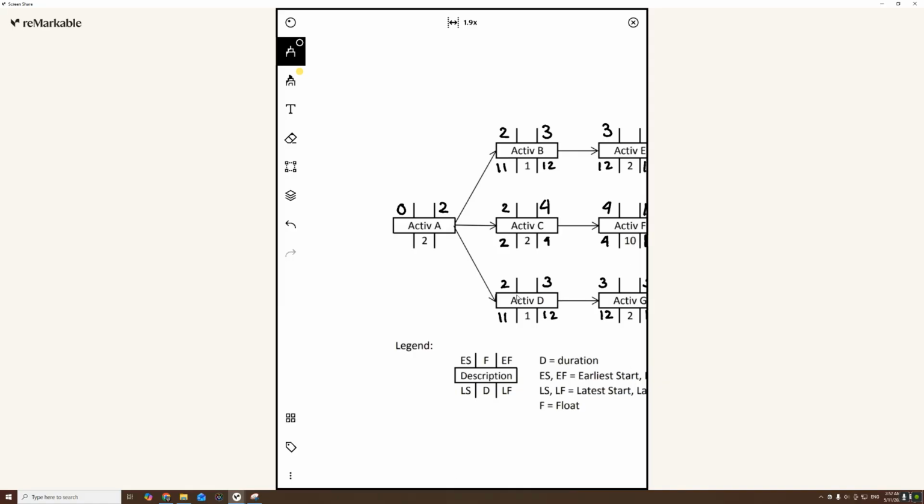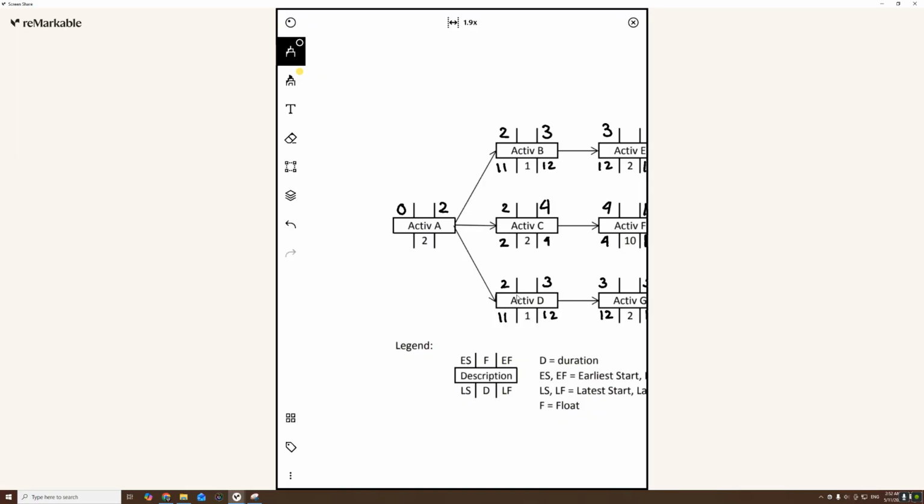So, what is the latest we need to finish activity A? So what is the late finish for activity A? You need to complete activity A in time to start activities B, C, and D. Activity B, in this late format, we're starting on day 11. Same for activity D. Activity C, we're starting on day 2.